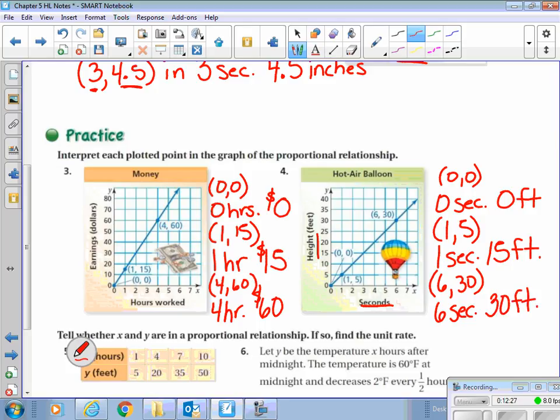This one, if we're looking for the unit rate per second, my unit rate would be 5 feet per second. I'm sorry, it was 1, 5. So 1 second, you would be 5 feet off the ground. That's my mistake. Glad I caught that. That could have been very confusing. All right, so in 1 second, you're 5 feet off the ground, and then in 6 seconds, you're 30 feet off the ground.